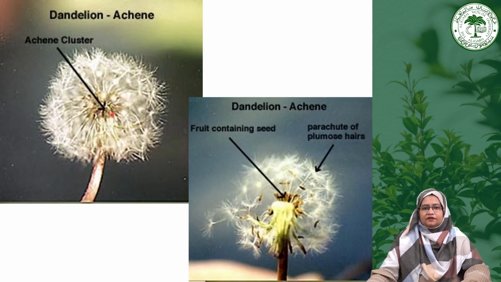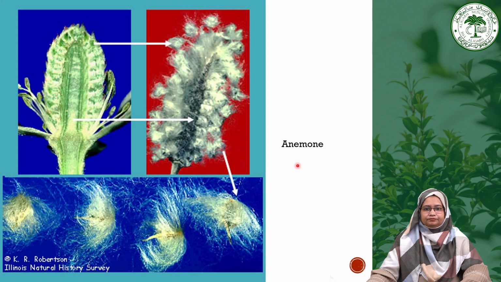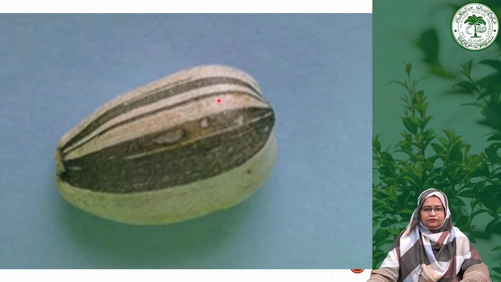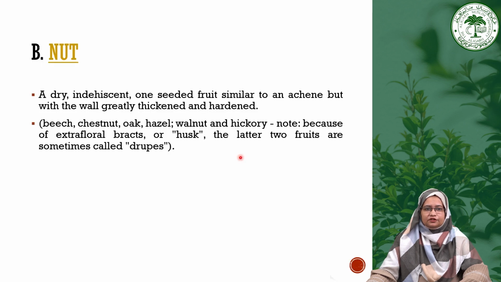Then another example of the achene is the dandelion. As you can see, the fruit has a seed here, and this one is the parachute of plumose hairs, which helps in the dispersal of this particular seed. Then anemone, which also has this achene type of fruit, as you can see here. This is another picture showing the achene type of fruit.